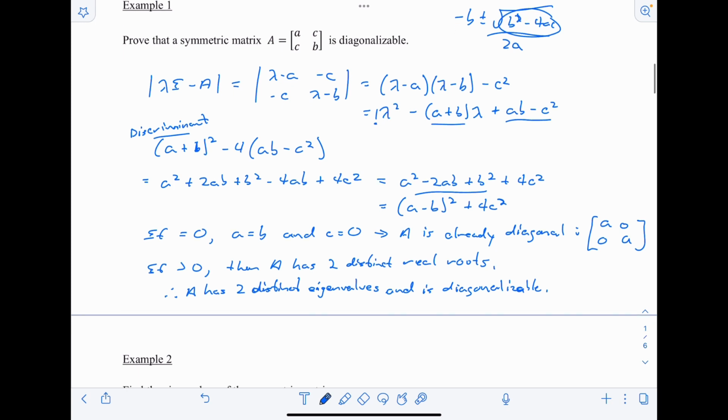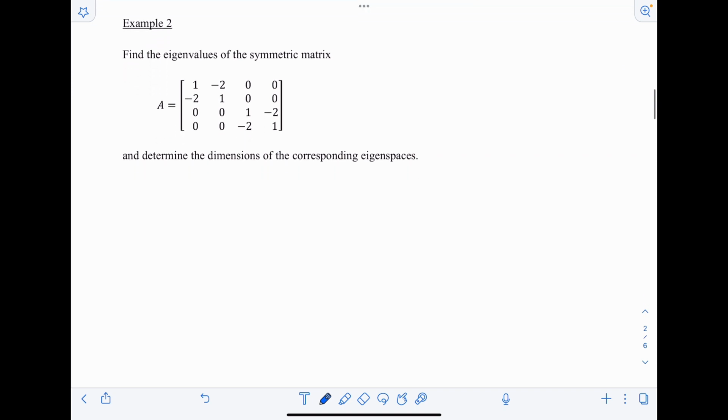All right, well, let's move on and let's do an example where we're actually going to find the eigenvalues of a symmetric matrix. And in this case, then we'll also determine the dimensions of the corresponding eigenspaces. So again, we're going to start by finding that characteristic polynomial, use it to get our eigenvalues, and then once we have the eigenvalues, we can talk about dimension.